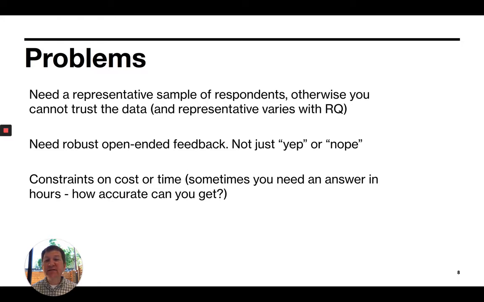And there are also constraints on your cost or time. Maybe you just have $200 to spend and you want to know what's the best you can do with that amount of money. Or you need an answer in a couple hours. So if you only have 2 hours, what's the best you can do? What kind of error can you expect in those responses compared to a ground truth?